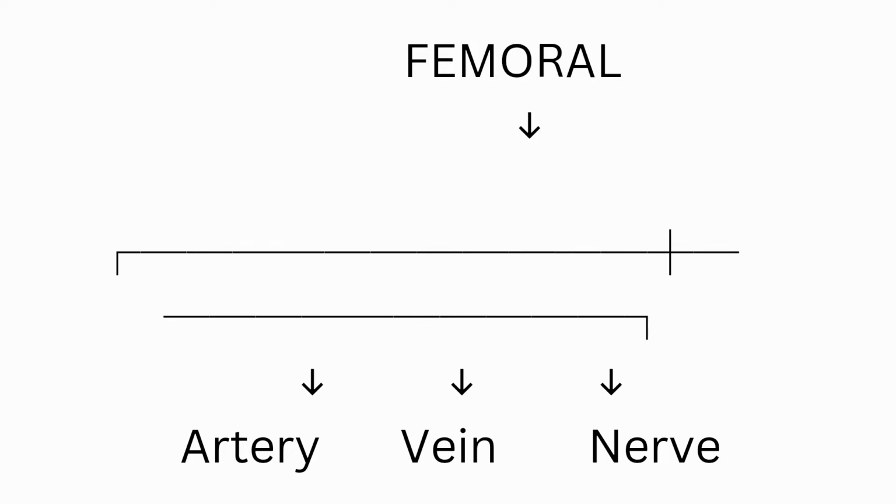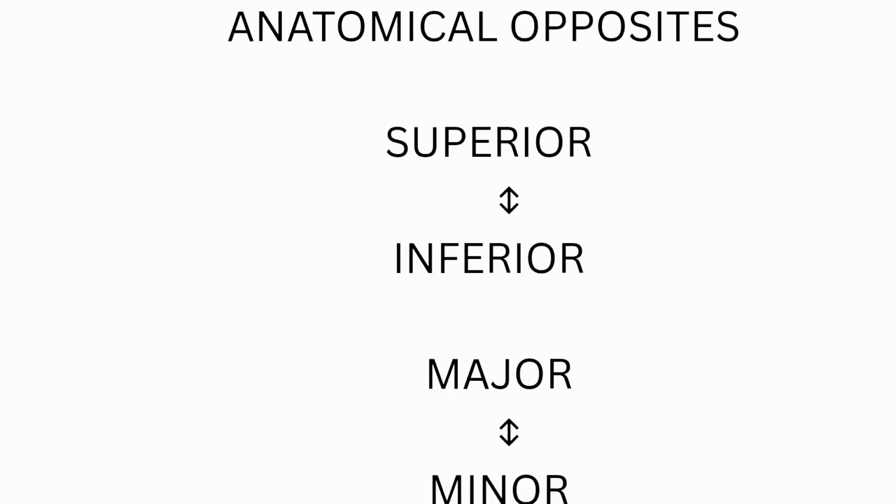Therefore, related structure has similar terminology. This makes anatomical terminology more logical and easier to understand. The sixth rule says adjectives should be arranged as opposites. For example, major, minor, and superior, inferior. These words represent opposite concepts.